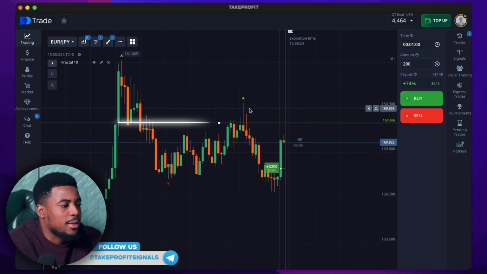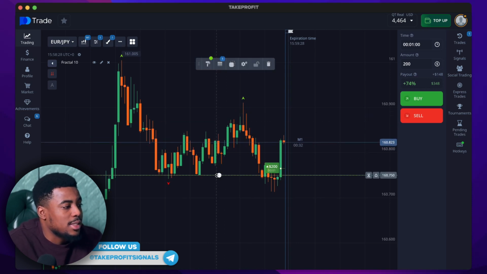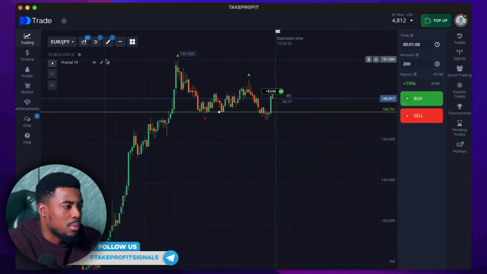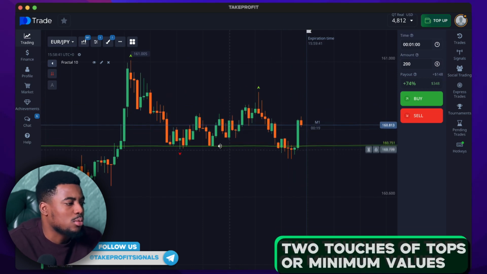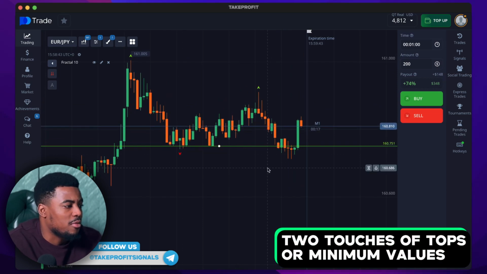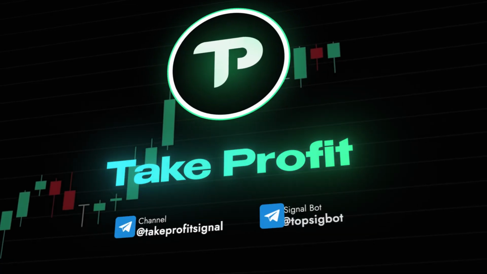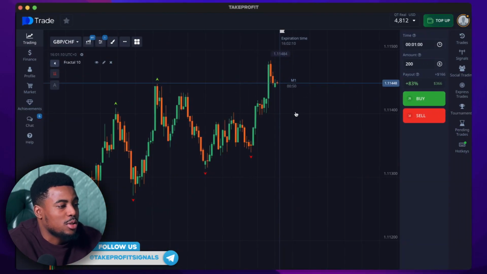It turns out that this level, I wouldn't consider to be so confident since there were only a couple of touches, but it was still a more confident level. So I advise you to look for good sideways movements with some confirmations, at least 2 touches of tops or minimum values, and then you can find such a manipulation. Whoa friends, perfect example. Look what manipulation is happening here with the horizontal level.